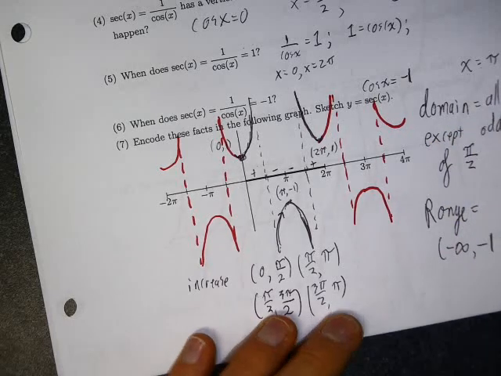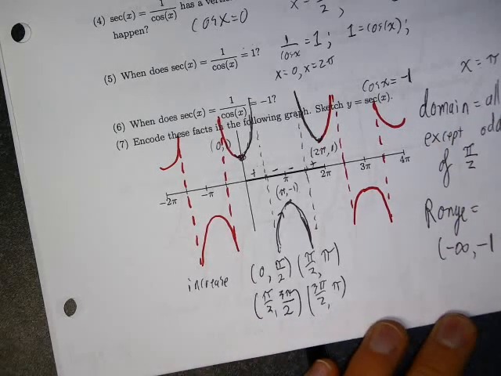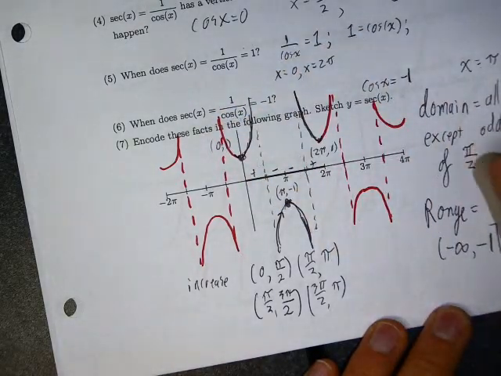Should -1 be in the range? Is it included? Yeah, because it's on the graph. Together with 1 to infinity.